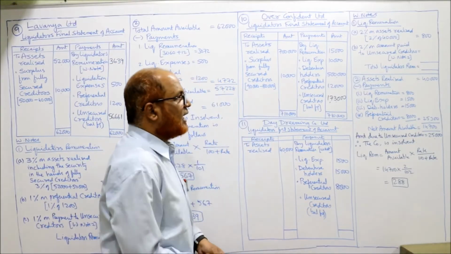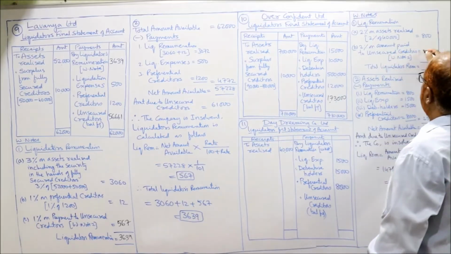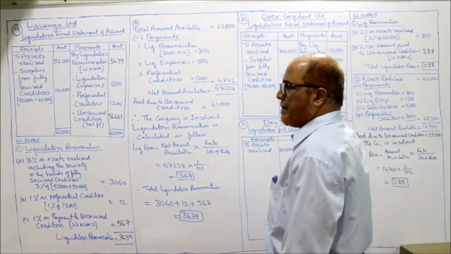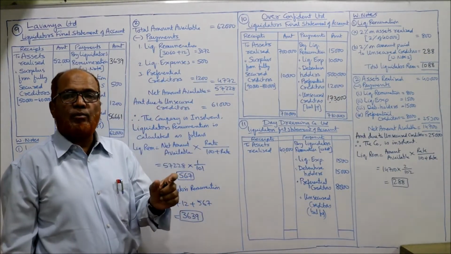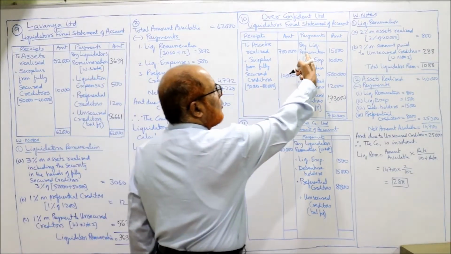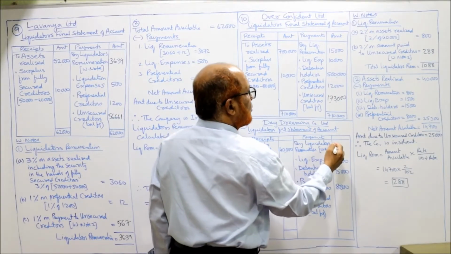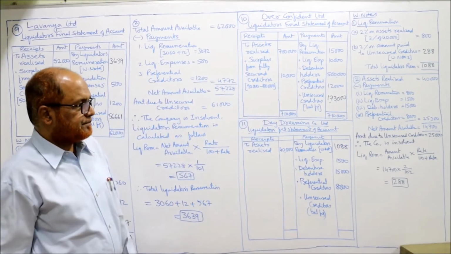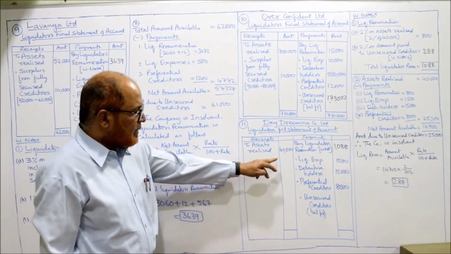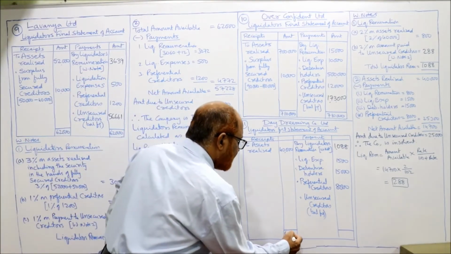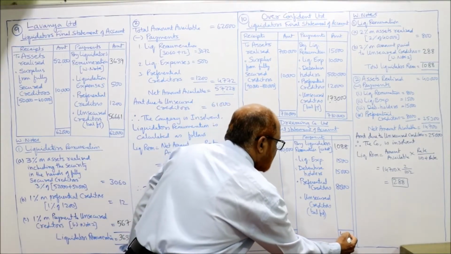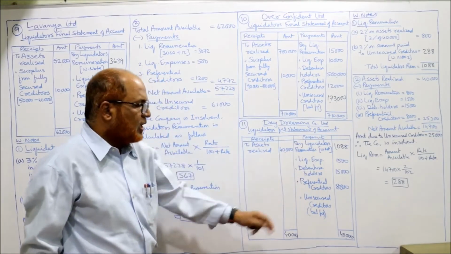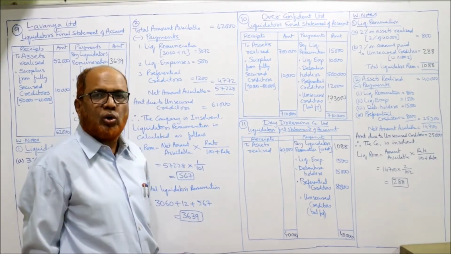Now we take this 288 here. So here it will be 800 plus 288, that is 1,088. 1,088 is the total remuneration of liquidator. So now liquidator's remuneration here, working note, 1,088. Now you subtract from this 40,000 all the 4 amounts, and you will get the amount payable to unsecured creditors.